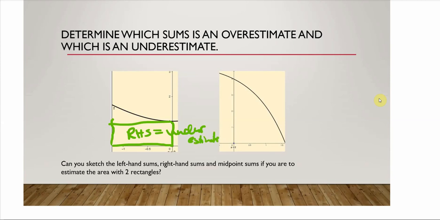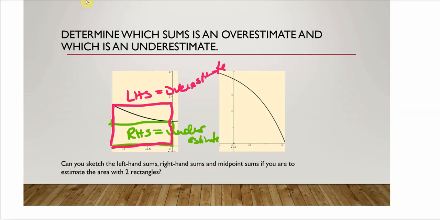Okay. Now if I do the left hand sum, if you look at the left hand sum, I use the left side until it hits the function. This is a left hand sum, and that one's going to be an overestimate. Okay. Now let's do it over here.